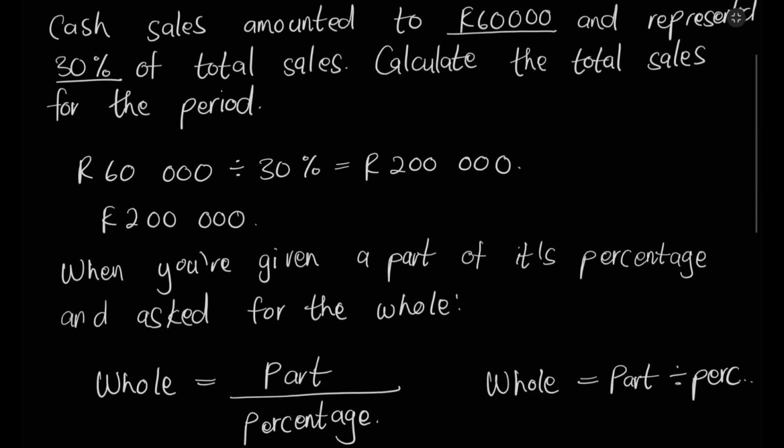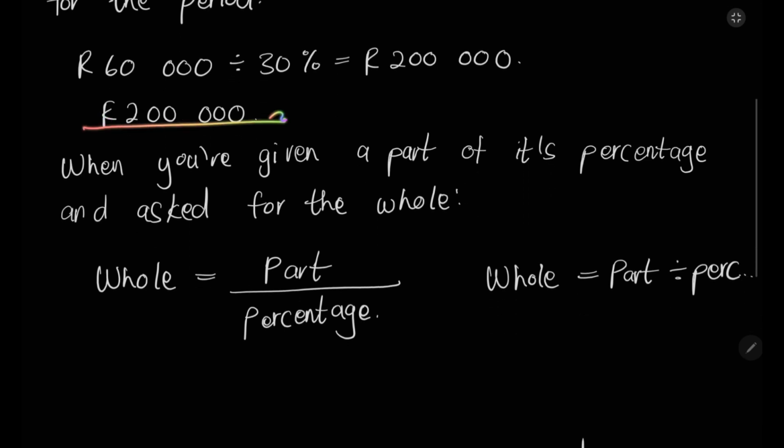Here we were given 60,000 rand and they said it represents 30% of the total sales. Calculate the total sales for that period. You have to work backwards. So you take the part, which is 60,000 rand, divided by the percentage, 30%, and we got 200,000 rand. We'll do more examples as time goes on. For now, it's just simple calculations that you need to know. We'll do more examples and everything will repeat itself as time goes on.